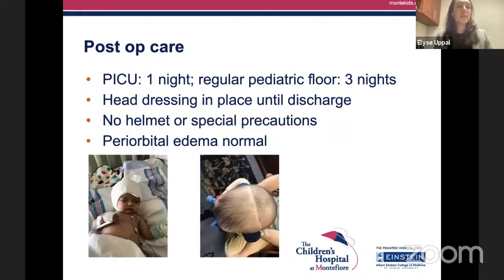Typically, they'll be sent down to the regular floors the next morning, and they'll stay there for about 3 more nights. By the time they go back home, they're essentially back to baseline. We usually just send them with Tylenol for pain control, and they do really, really well with that.